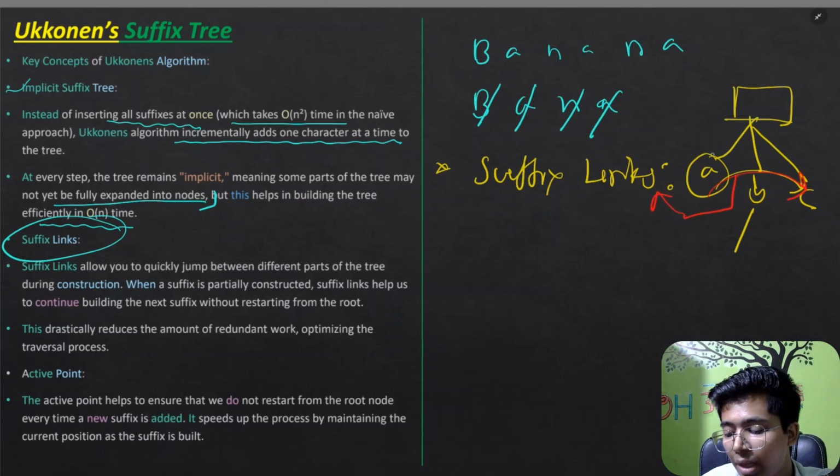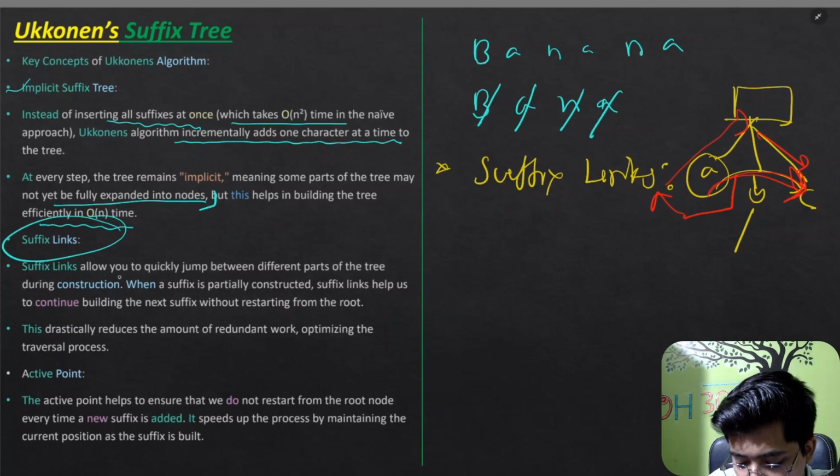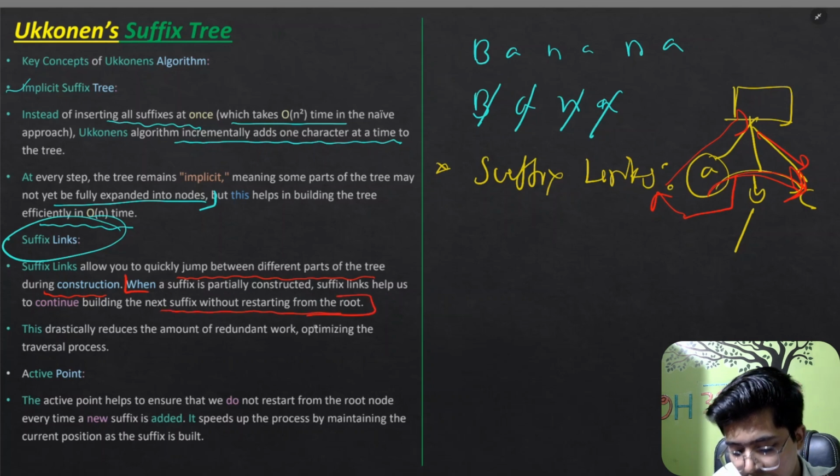If there is no suffix link, then we would come to the root node, then we would apply recursion, we would check, and then we would store. But using suffix links, it becomes very easy. When a suffix is partially constructed, suffix links help us continue building the next suffix without restarting from the root. This drastically reduces the amount of redundant work, optimizing the traversal process.